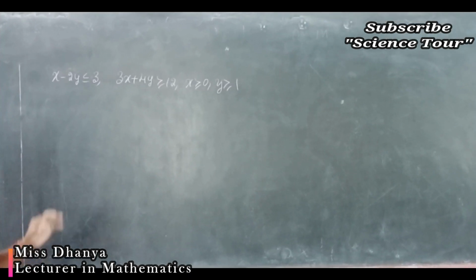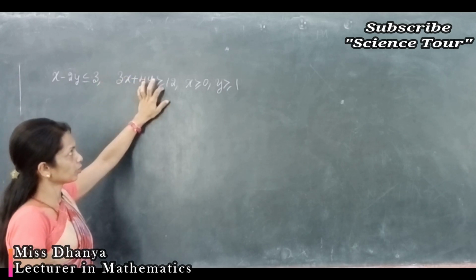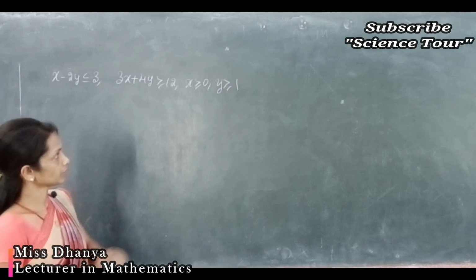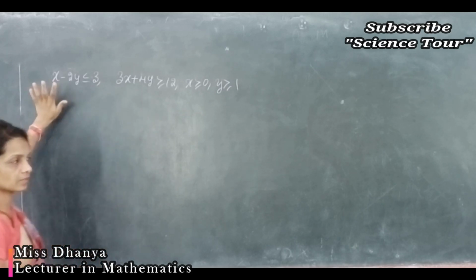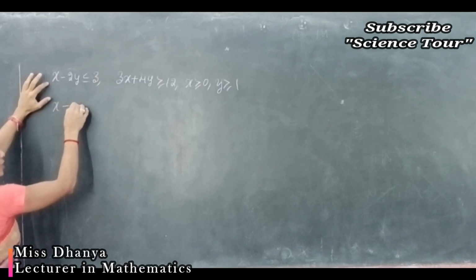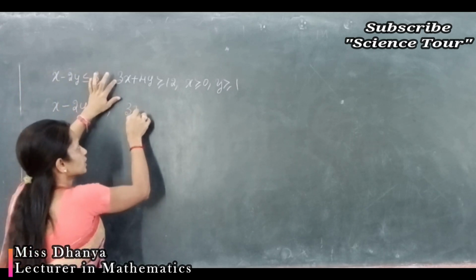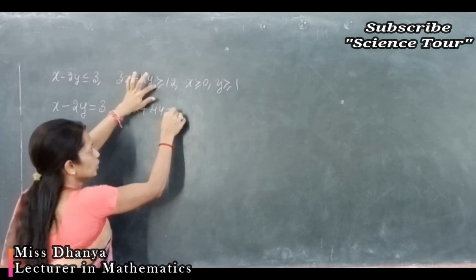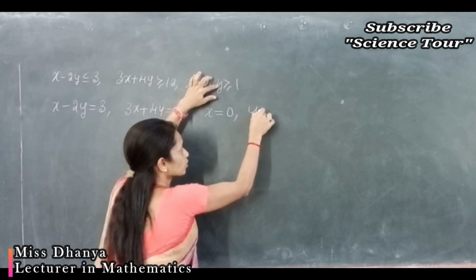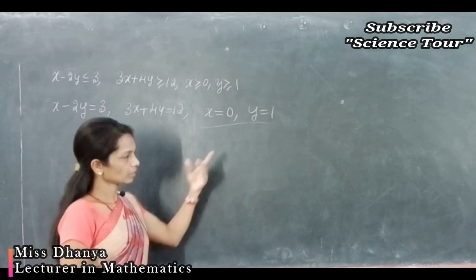Next problem is x minus 2y less than or equal to 3, 3x plus 4y greater than or equal to 12, x greater than or equal to 0, y greater than or equal to 1. You have 4 inequalities in this system. Okay, replace all the inequality symbols with the equal to symbol. Then you get x minus 2y equal to 3 as the first line, 3x plus 4y equal to 12 as the second line, the third line is x equal to 0, and the fourth line is y equal to 1.